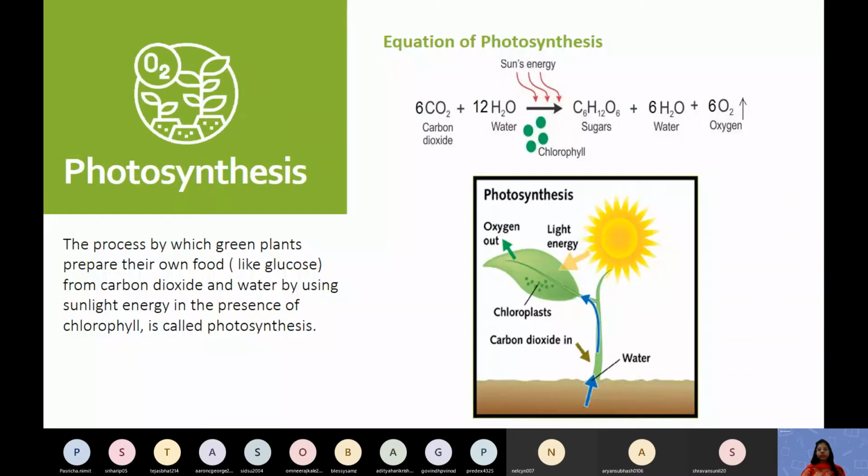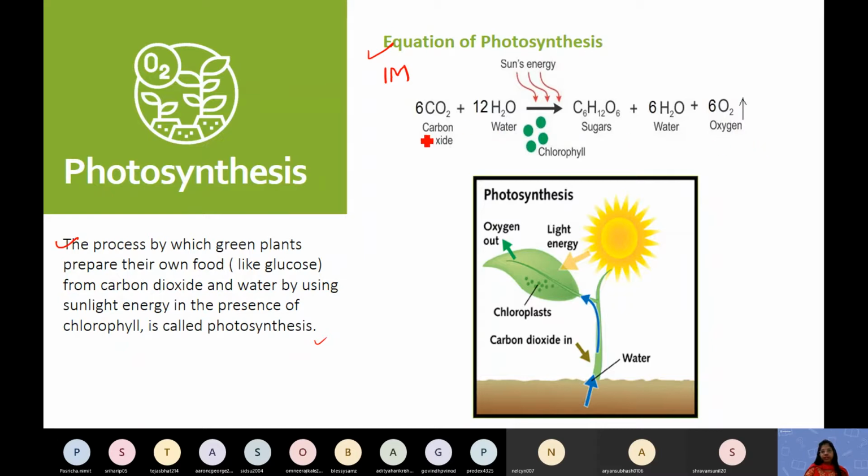Now photosynthesis is the second kind of autotrophic nutrition. How can you define it? The process by which green plants prepare their own food from carbon dioxide and water by using sunlight energy in the presence of chlorophyll is called photosynthesis. Now, this equation of photosynthesis is very important. It comes for 1 mark, and this is the equation given in your book, so you have to learn it.